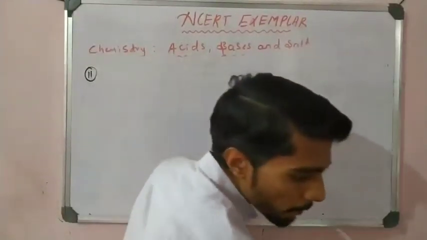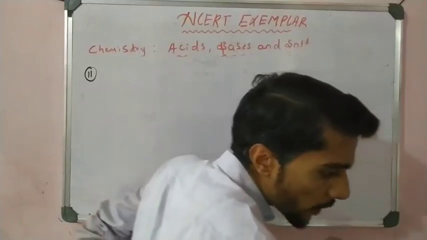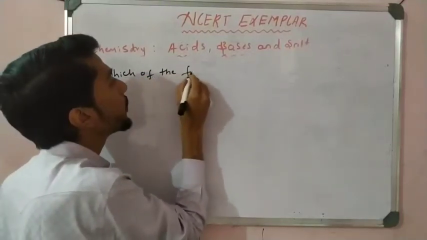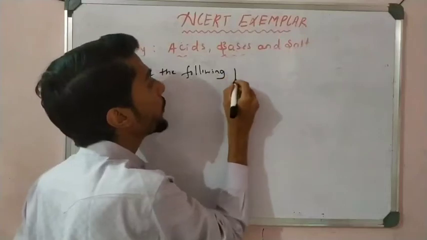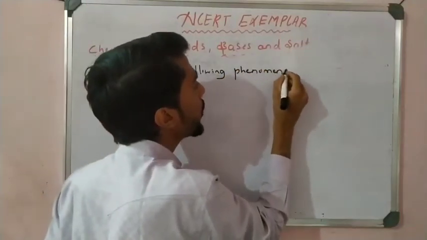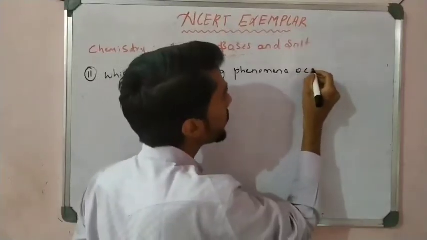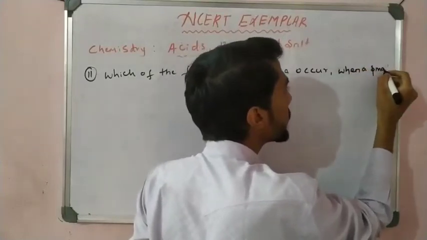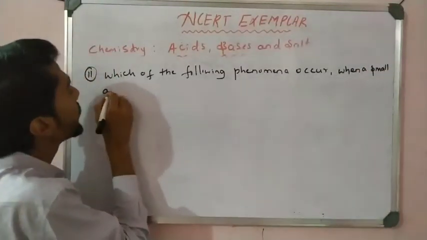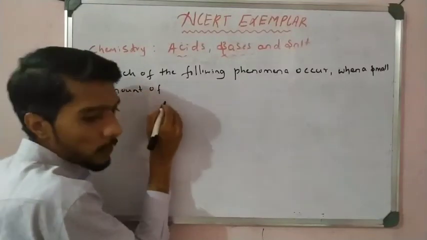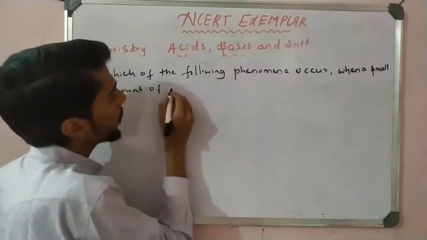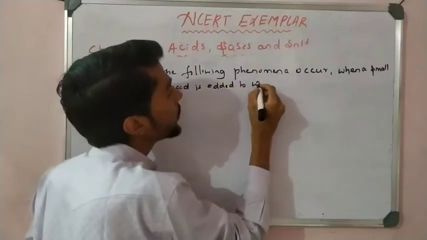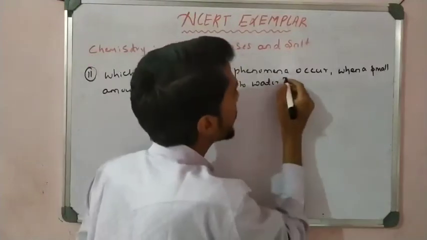Question number 7. Which of the following phenomena, nothing but processes, occur when a small amount of acid is added to water? That is the question.